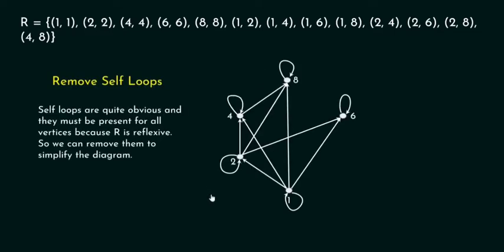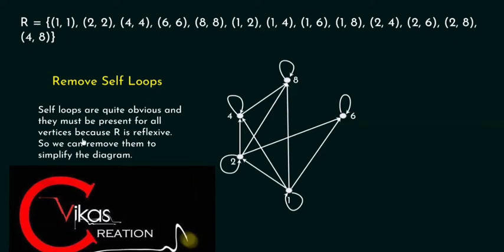Fine? Now, I would like to tell you one thing. We can remove self loops. This is my suggestion. Okay? Self loops are quite obvious and they must be present for all vertices. We know this, right? Because R is reflexive. So we can remove them to simplify the diagram.